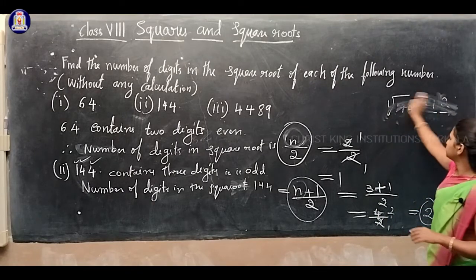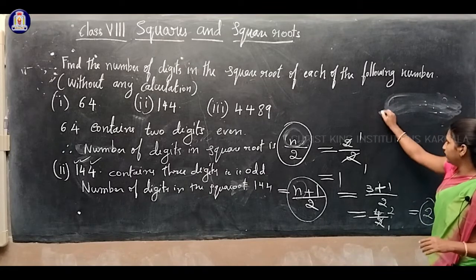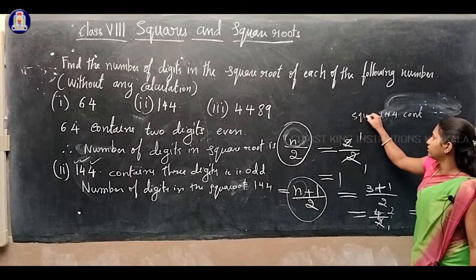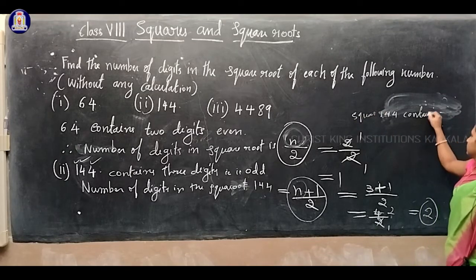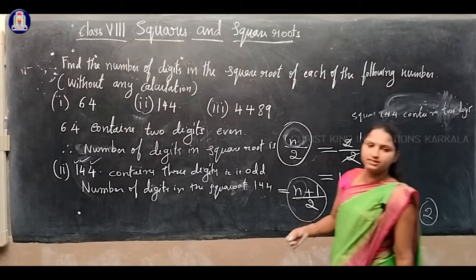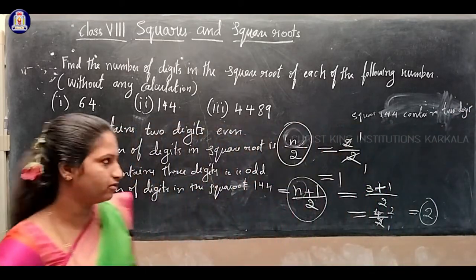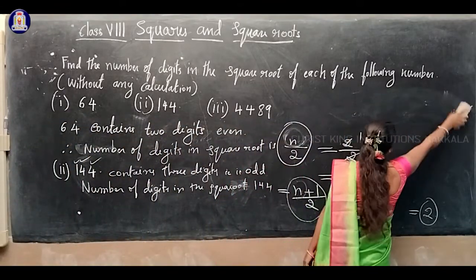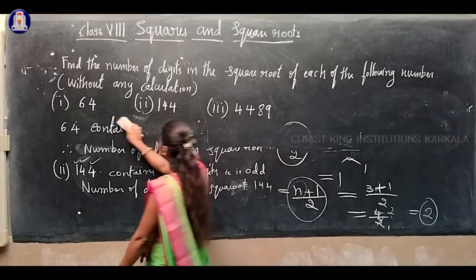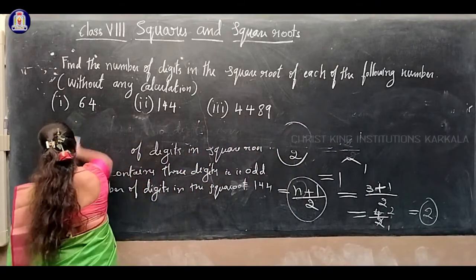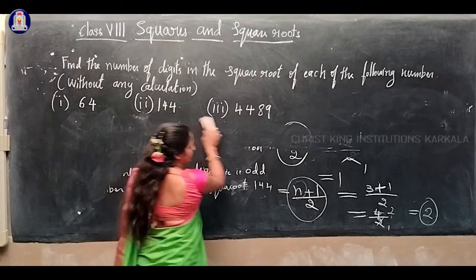So the square root of 144 contains 2 digits. Without any calculation, we can find how many digits there are. They have given a square root number. Clear? Now, the third one is 4489.